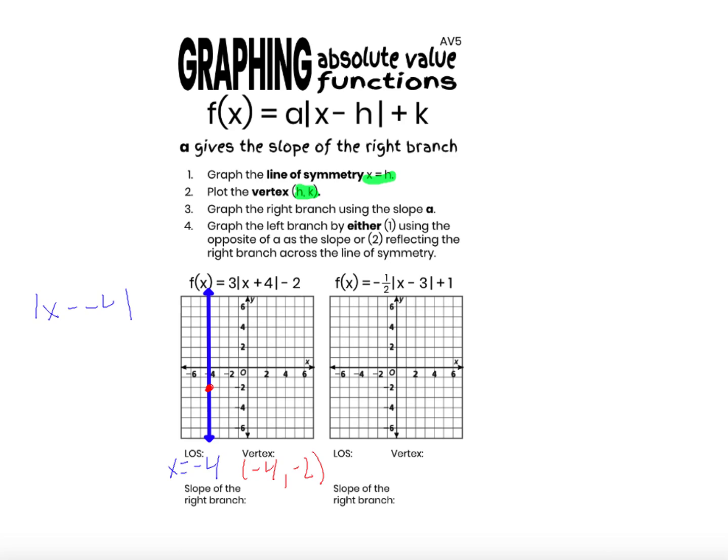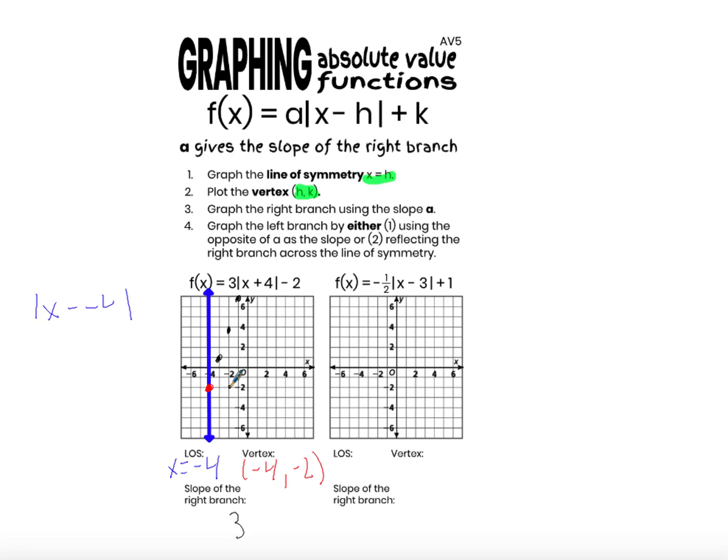Next, we're going to graph the right branch using the slope a. So the slope here is 3. So I'm going to start at the vertex and go up 3, over 1. Rise of 3, run of 1. Rise of 3, run of 1. And that gives me the right branch of my absolute value graph.